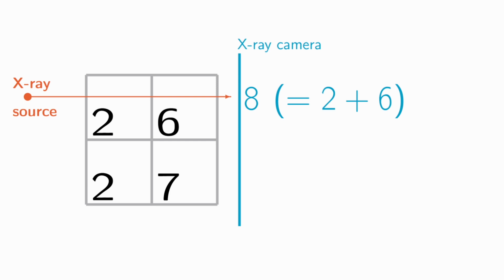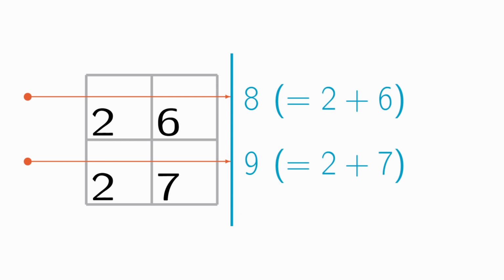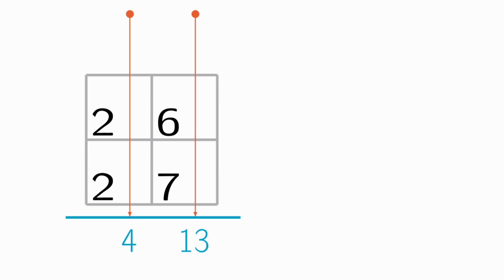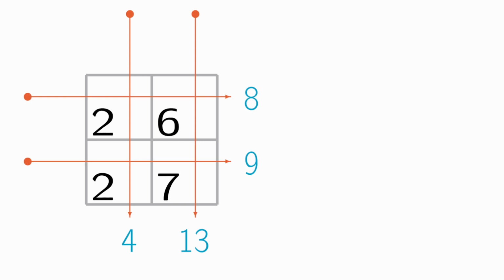So 2 plus 6 makes 8. Another X-ray gives 9, which is 2 plus 7, the numbers in the second row, and then we turn our tomographic device and get 2 more measurements, 4 and 13, as the column sums of our target. So this is actually the direct model of our measurement, and this is the inverse problem.